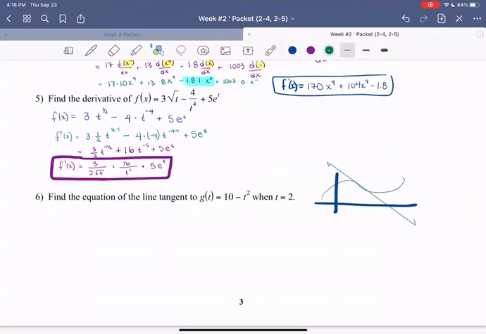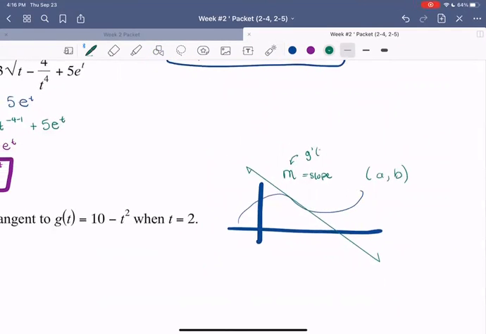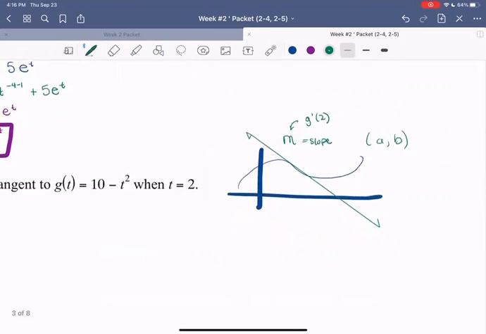So what things do we need in order to write the equation of a line? Well, we need two things. We need the slope of the line, which we'll often use as m, and we need a point on the line. We could call it (a, b). So to find m, the slope, we just need to find the derivative of our function at that point. So for us, we look at the derivative of g at the point 2. That will be our slope.